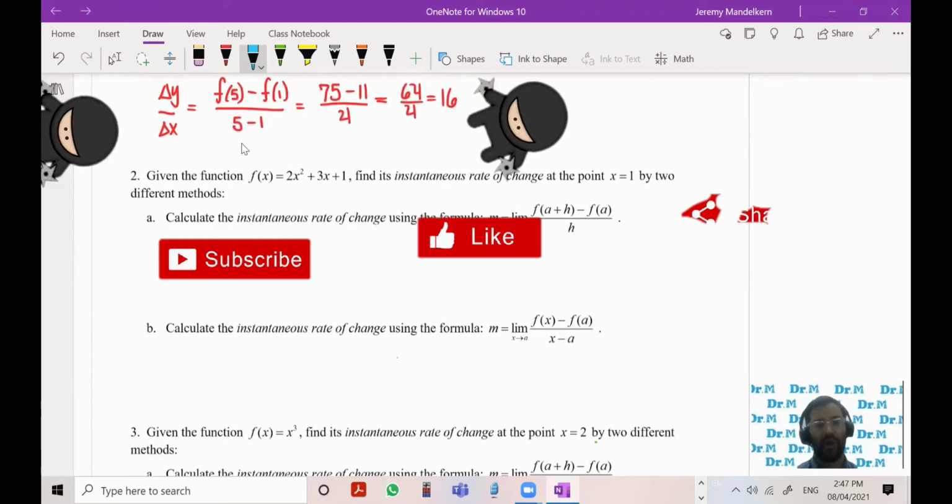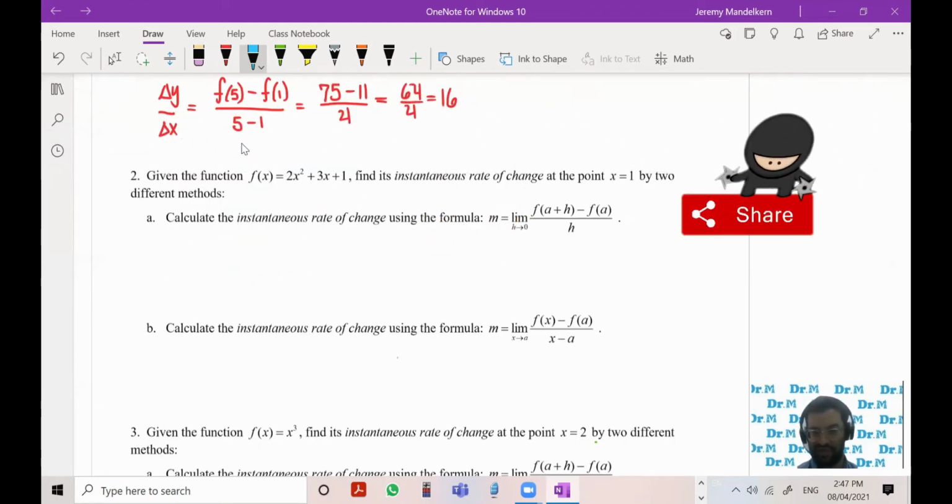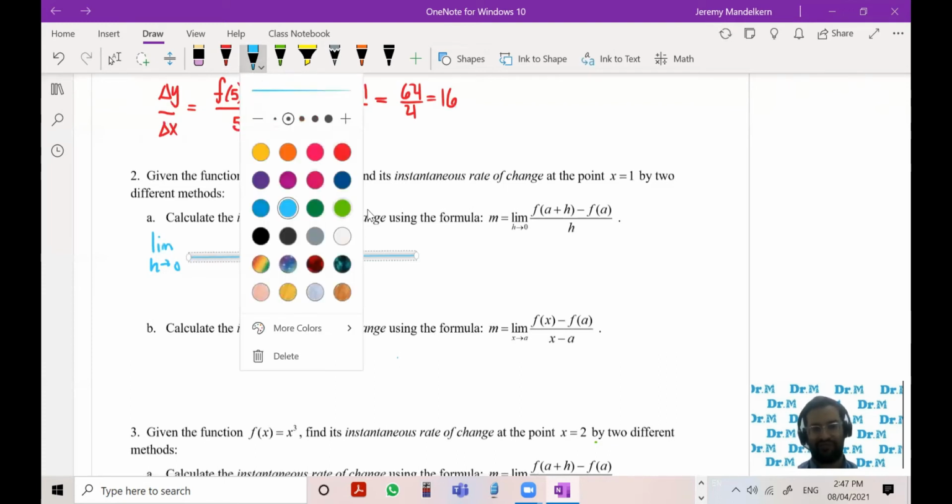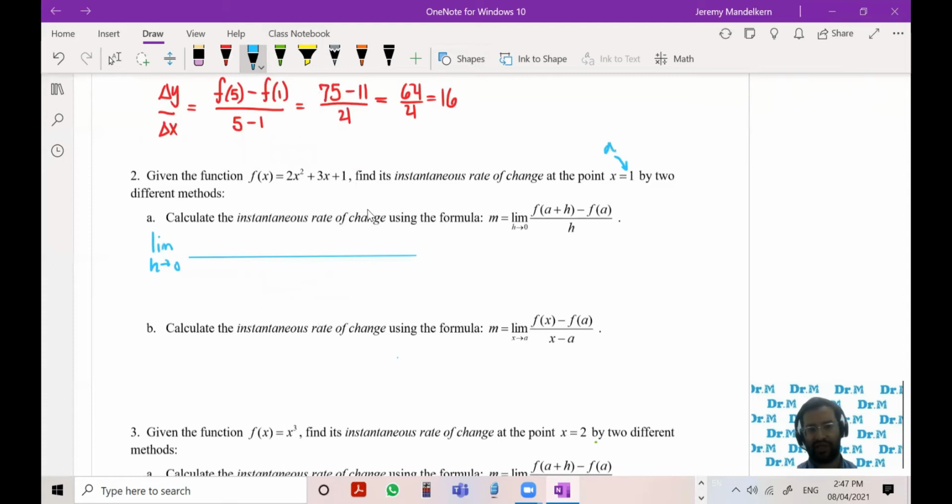In this next problem, we're tasked with finding the instantaneous rate of change of a given function f at the value x is 1, and we are to do so by two different methods. These are two different limit definitions for the instantaneous rate of change. Let's try this first one. So here we have the limit as h goes to 0 of, in the numerator, we're going to first replace the x in f of x by a plus h. It's important to understand here that a is a fixed value given to us as 1.